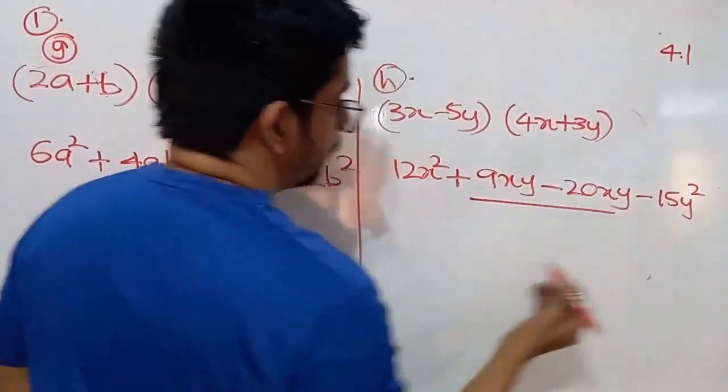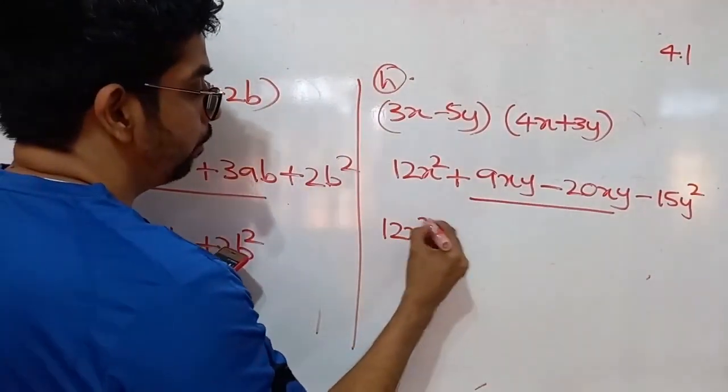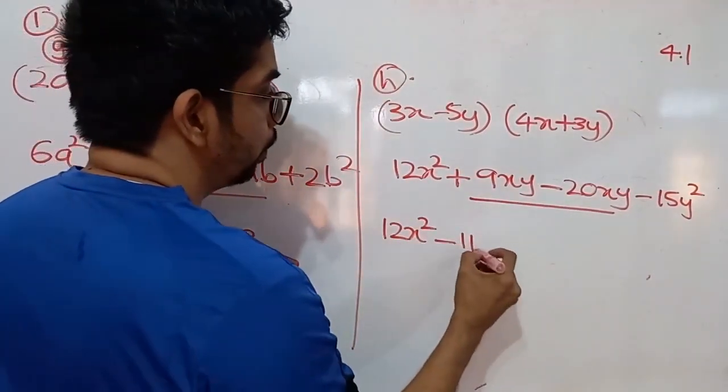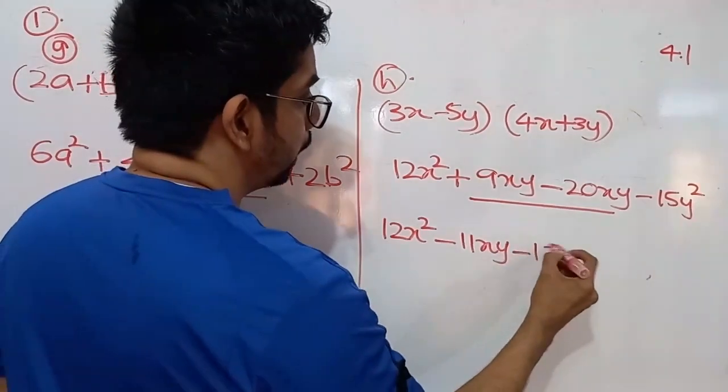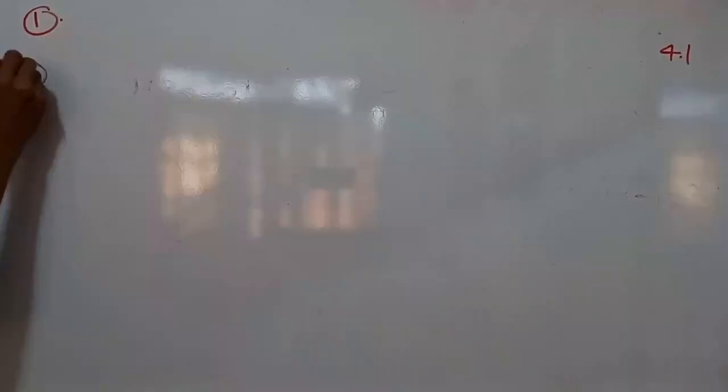Now then here we have like terms. 12x squared negative 11xy negative 15y squared.